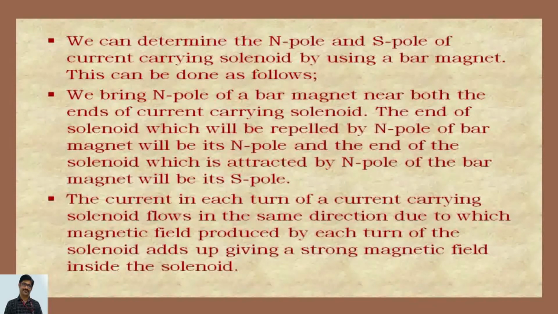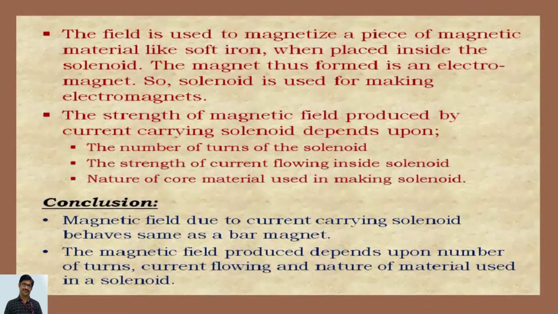This field is used to magnetize a piece of magnetic material like soft iron when placed inside the solenoid. So it can be useful in magnetizing magnetic materials like soft iron, nickel, cobalt, and so on. The magnet thus formed in this case is taken as an electromagnet. The magnet that is forming right now is called an electromagnet. So a solenoid is used for making an electromagnet.